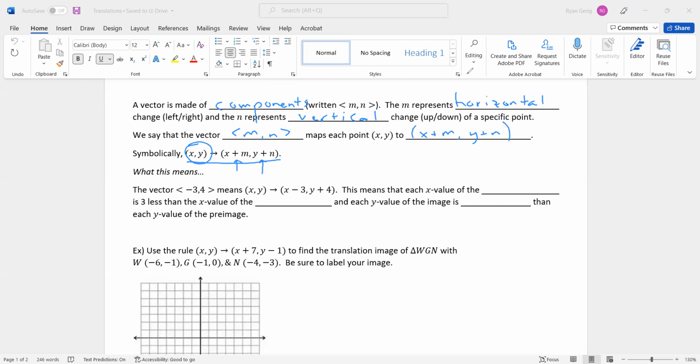Again, what does this mean? It means that each x value of the image, remember the image is the ending figure, so each x value of the image is 3 less than the x value of the pre-image. And similarly, each y value of the image is 4 more than each y value of the pre-image. So you're probably still a little bit confused. If you see it happen though, you're going to be like, oh, it's really not that bad.